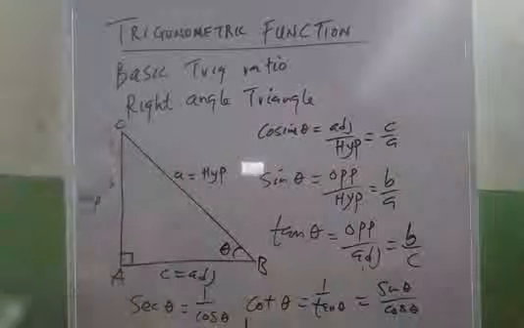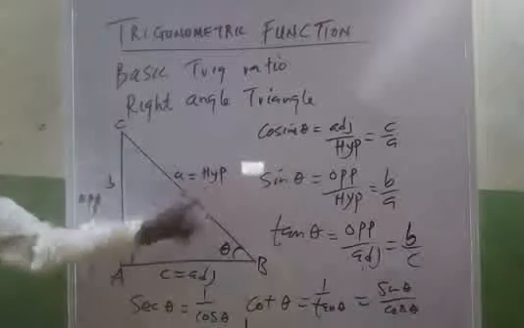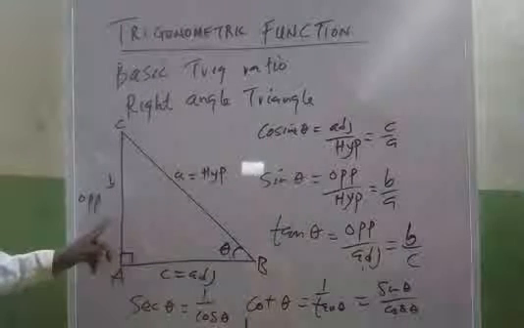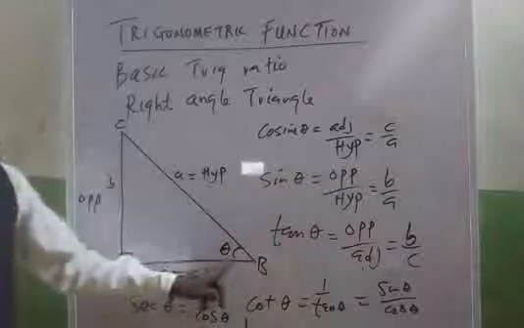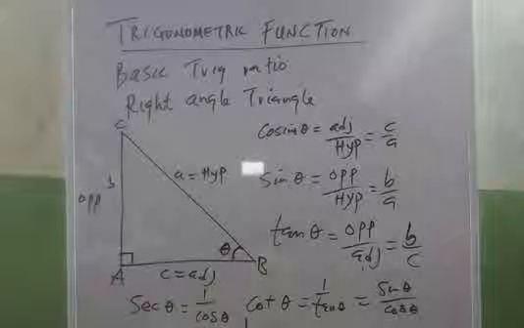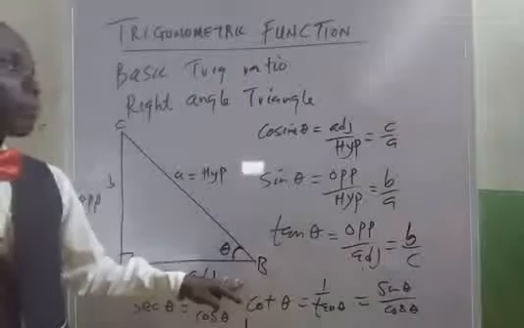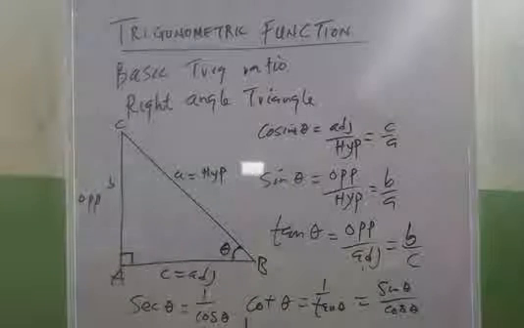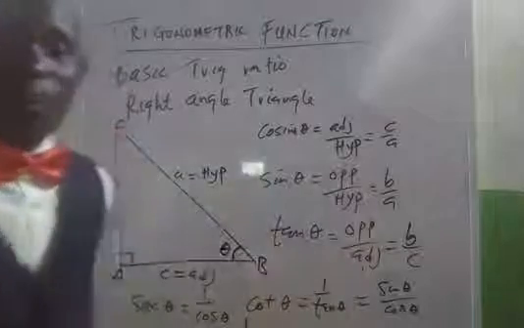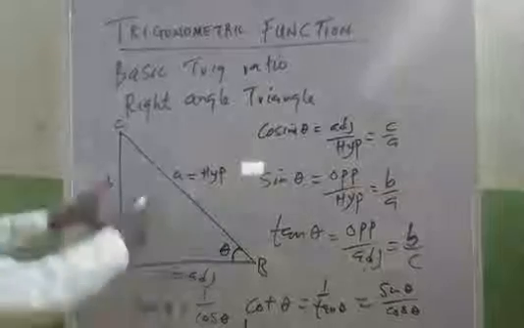It's triangle ABC. This is your hypotenuse, the line that faces the right angle. Then you have the opposite, the line that faces the given angle theta. And you have your adjacent, which is the line that both theta and the right angle rest on. Based on the definition of trigonometry, your cos theta is equal to adjacent over what? Hypotenuse. And that will be equal to C over A from the diagram.